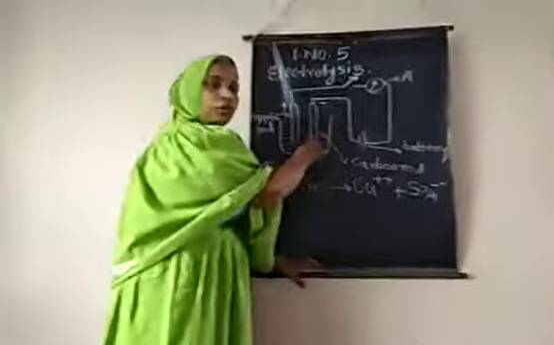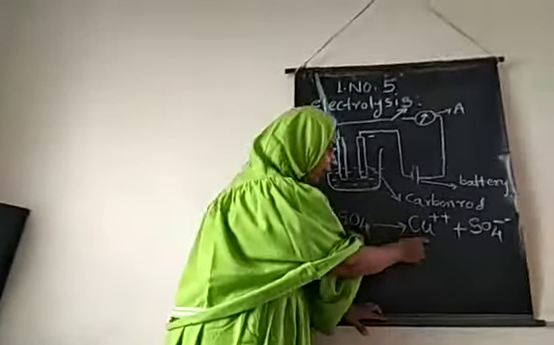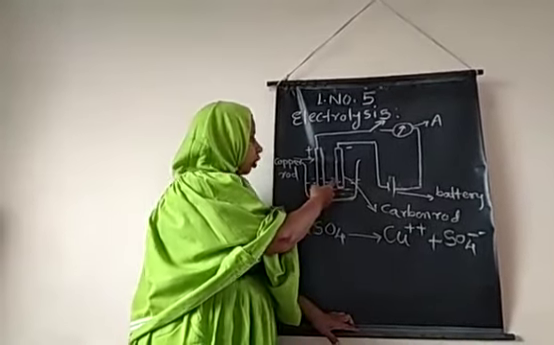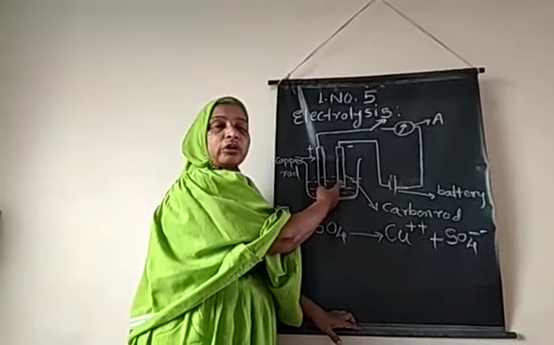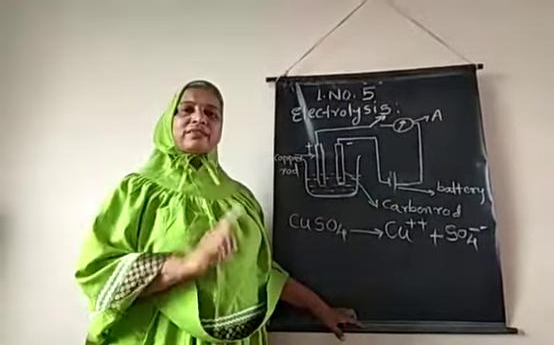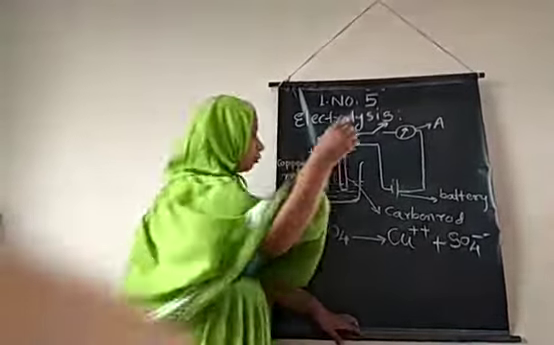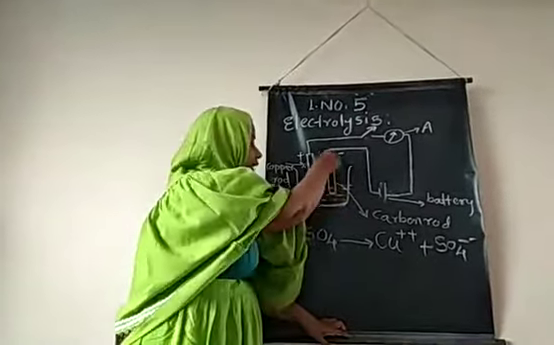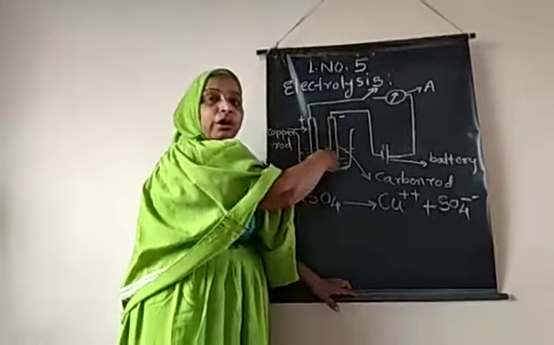So the copper, that is the Cu2+ ions, are attracted to the negative terminal of the battery. So what is the negative terminal? The cathode. When electric current is passed and electrolysis is completed, at the end we find that red-colored solid copper is deposited on the carbon rod.